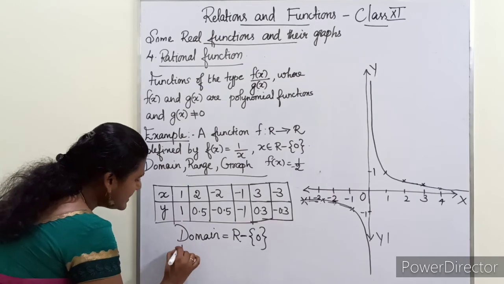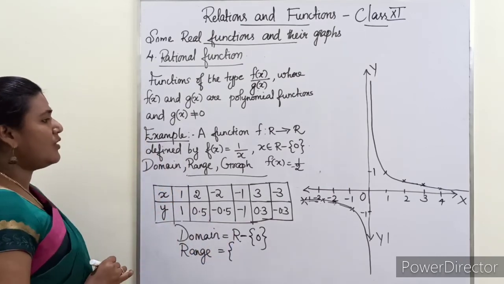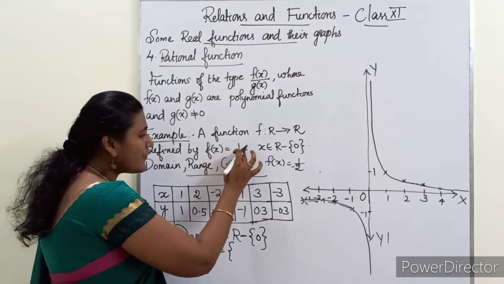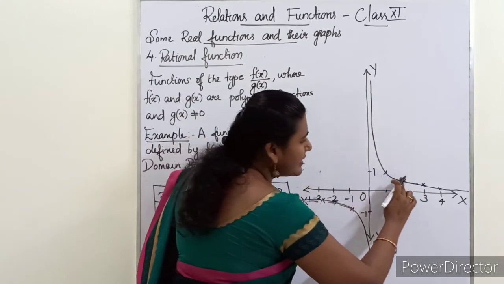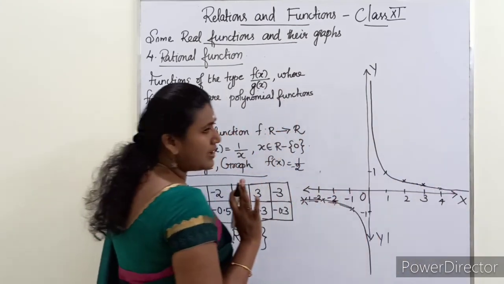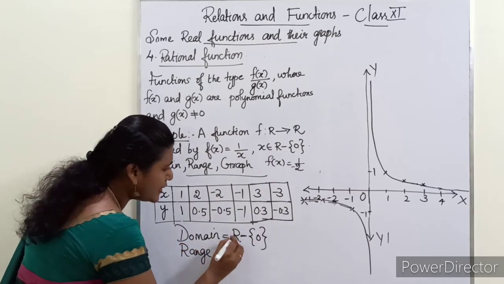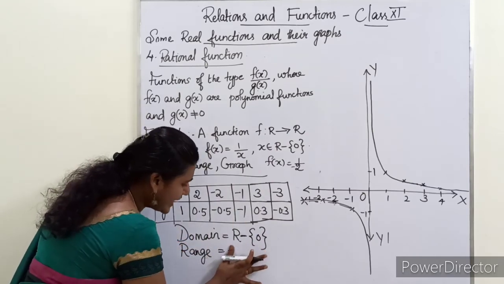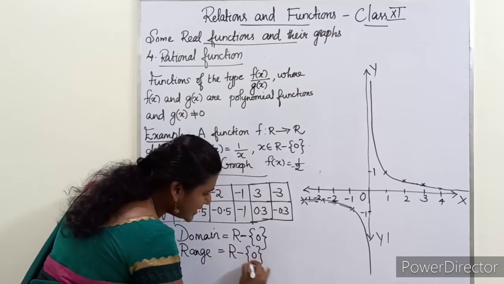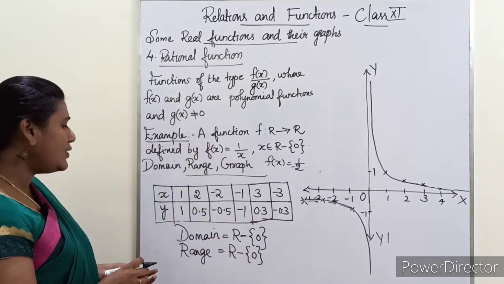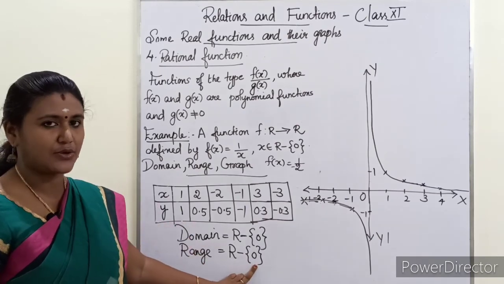So what about range then? Then for range also, you will not have any chance of getting 0 as answer for y. You will be getting all the values very close to this one, decimals you will get, but range will not be equal to 0. So for range also the same, R minus set 0. So 0 will not be the value of y.